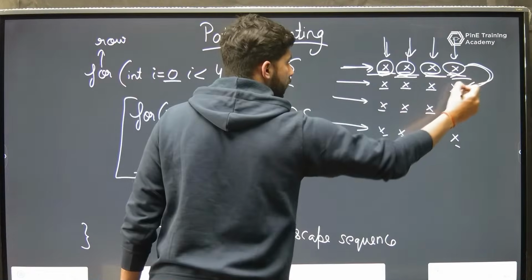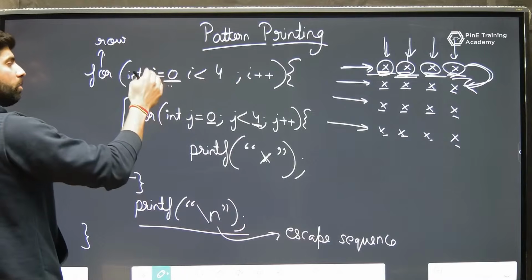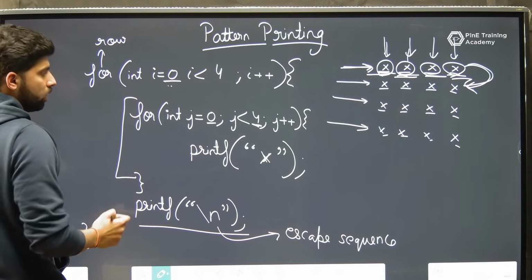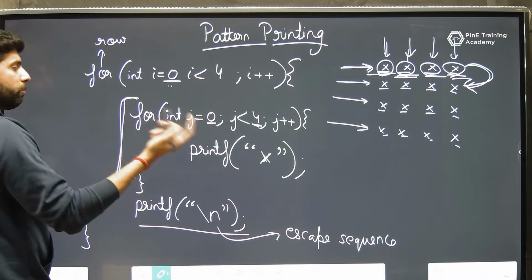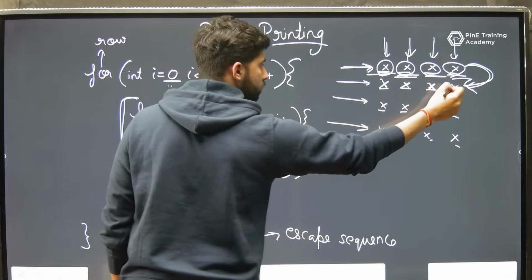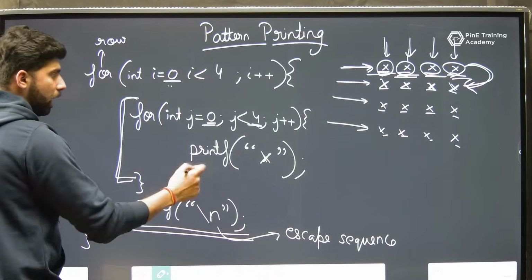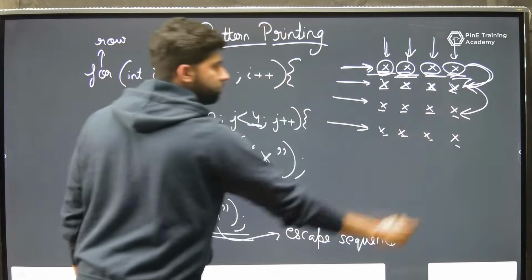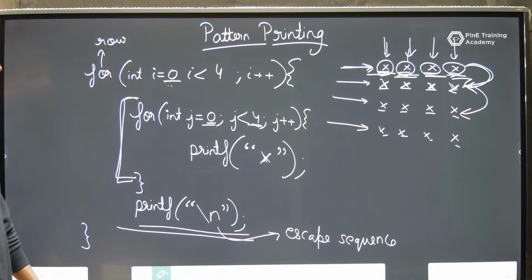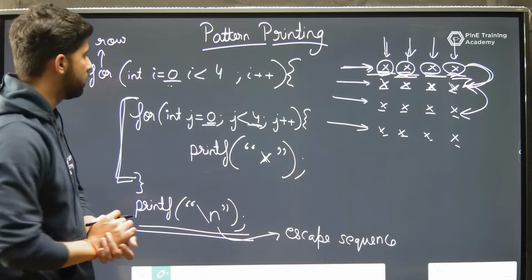That means I will come here. Then for i equals 1, because earlier it was 0, now it will become 1. This loop will again run 4 times from 0 to 4. That means 1, 2, 3, 4. And again, after this loop, I'll change the line. So this is how the pattern will be printed.